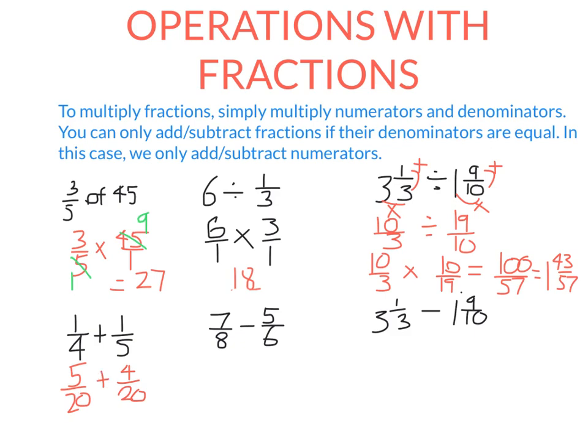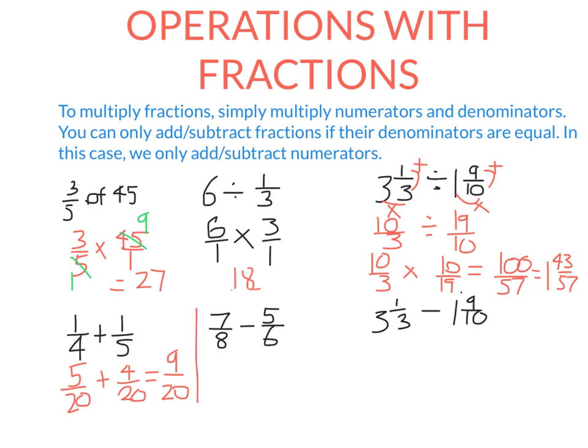So now that I've got the same denominator, all I can do is just add the numerators. 5 plus 4 is 9. I don't add the denominators. I only add the numerators and keep the same denominator. I don't go 20 plus 20 equals 40. So there we have it. 1/4 plus 1/5 is 9 over 20.